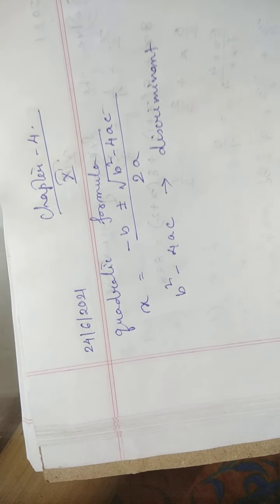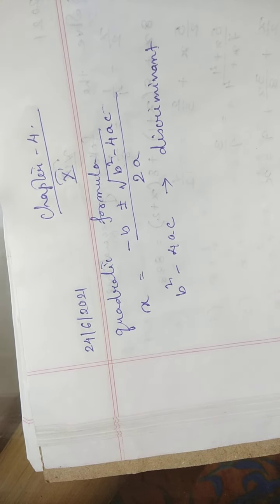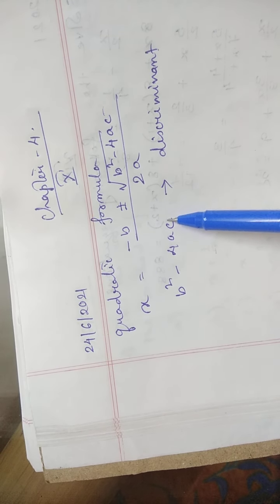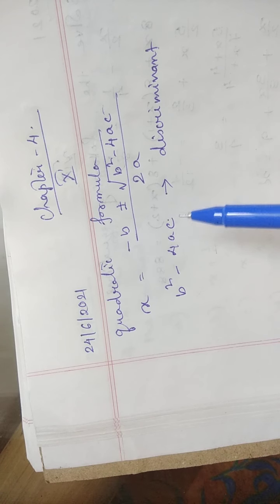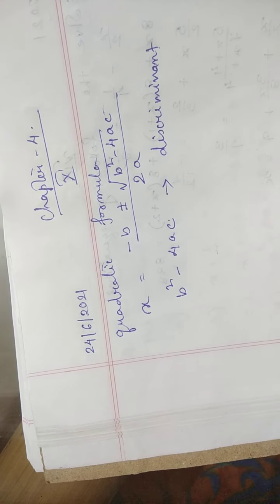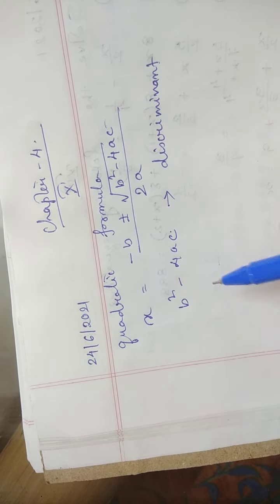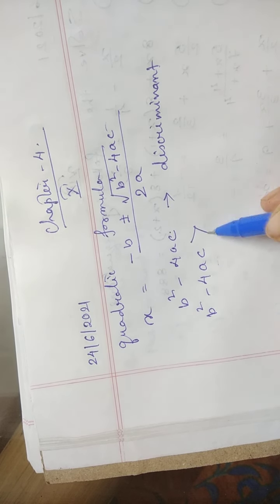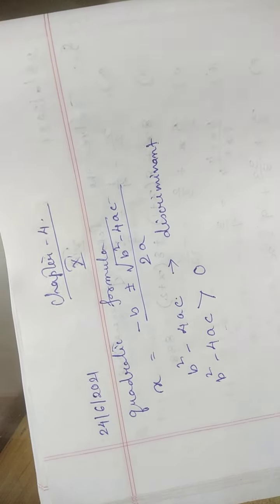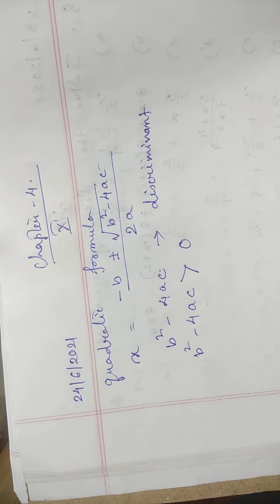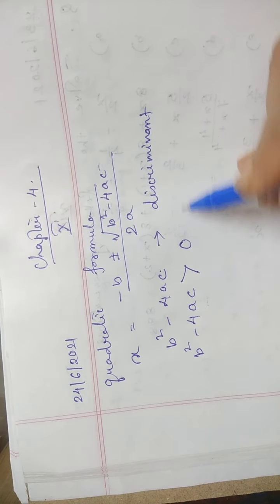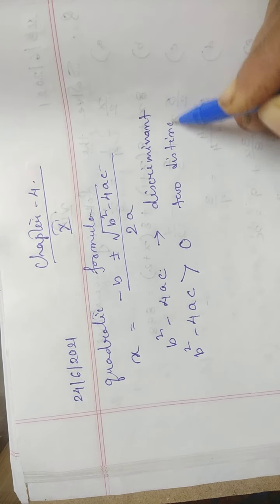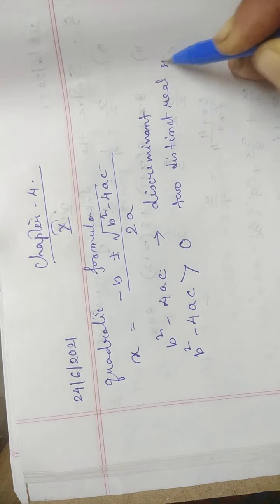of a quadratic equation. Now what is the discriminant? Using the discriminant, you can find out the nature of the roots. How will the roots be? If b square minus 4ac is greater than 0, then what is the nature of the roots? They are two distinct real roots. Okay?